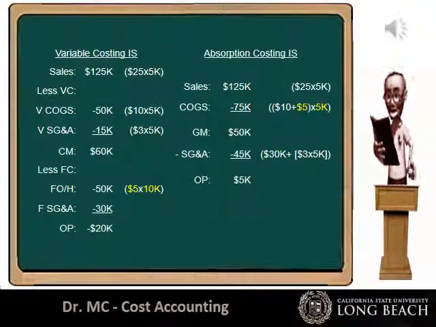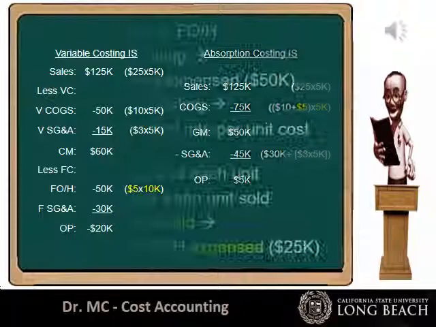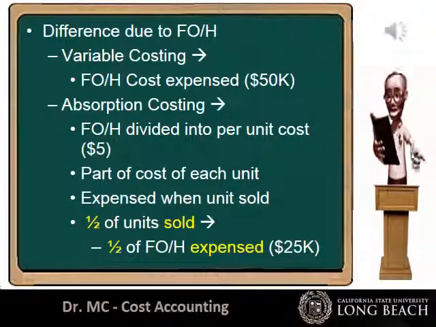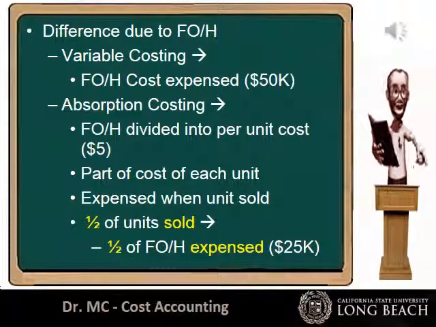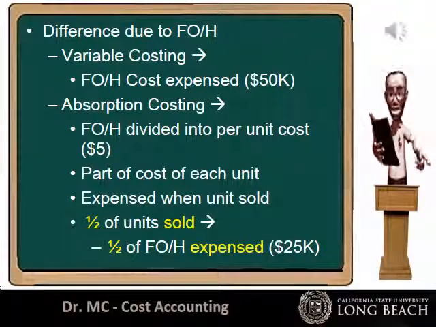The $5 per unit cost of fixed overhead that is expensed is highlighted in yellow on this slide. The difference in the operating profits reported using the two methods is due to the different ways that the methods treat fixed overhead. With variable costing, the full amount of the fixed overhead for the period was expensed despite the fact that the firm only sold half of the 10,000 units that it produced. With absorption costing, however, the fixed overhead is treated as a part of the cost of the units the firm produces, and it is expensed as part of the cost of goods sold only when the units are sold. In our example, only half of the units produced were sold, and therefore only half of the fixed overhead was expensed in this period. Please note that the full amount of the fixed overhead of $50,000 was expensed using variable costing, but only half of the fixed overhead, which is $25,000, was expensed under absorption costing.